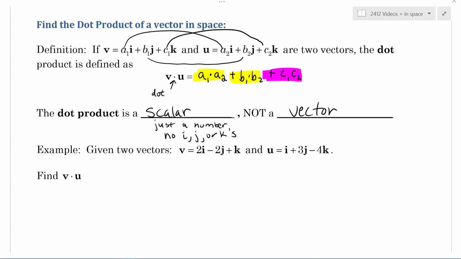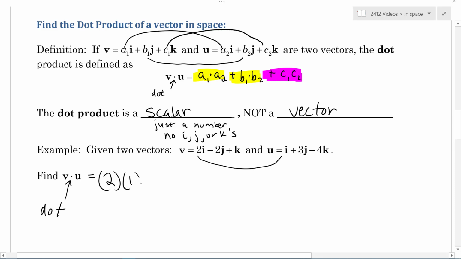So our example here, given these two vectors, we're asked to find the dot product. So we have a dot in between the two vectors. I'm going to multiply the first two numbers, so the number in front of i for each vector. So that's a 2 times a positive 1, right? The number in front of i for vector u is a positive 1. So we're going to multiply those together as 2 times 1 plus. Now notice that I did not include the i's. It's just the number in front of the i's.